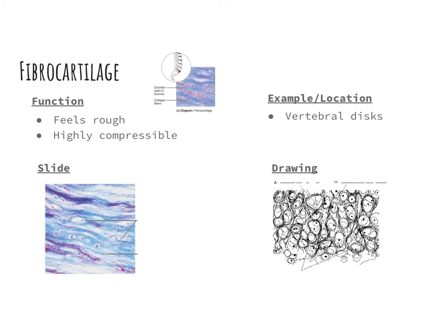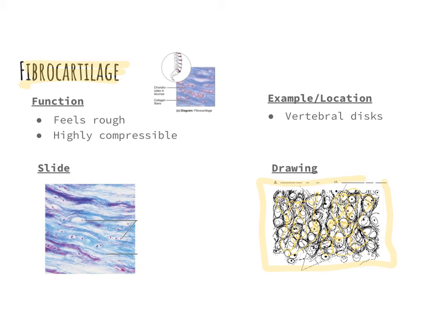All right, next we have the two different types of cartilage. We're going to start with fibrocartilage. First of all, the picture looks like this. You see those little circles within there, those are the cartilage cells themselves, and then you can see the fibers running through, all very tightly packed in there.